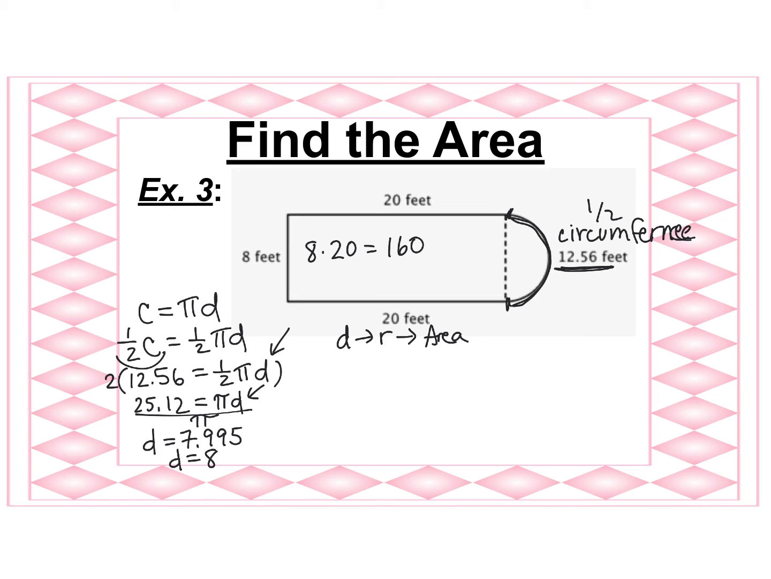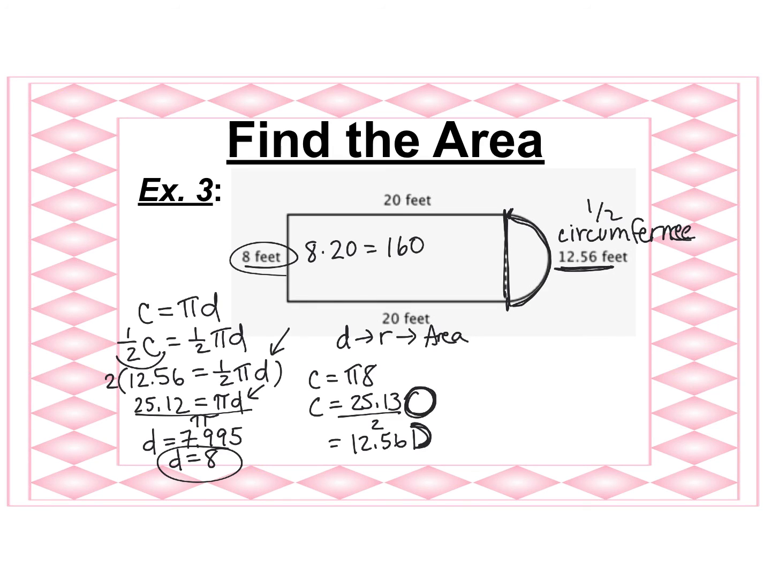That looks pretty close to 8. So let's just think about that for a minute. If we did circumference equals pi times 8, that's going to be 25.13. That's the full circle circumference. And if we divide that by 2 for half the circle circumference, then it does come out to be 12.56. So it's okay that we call the diameter 8. And then if the diameter is 8, I could have just figured it out that way. The diameter is 8, then that means the radius is 4.